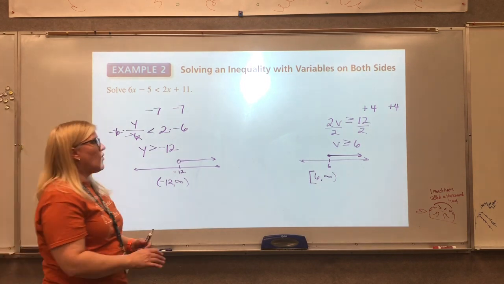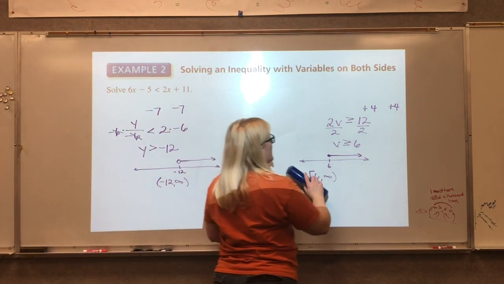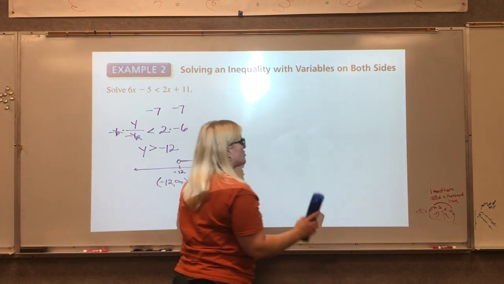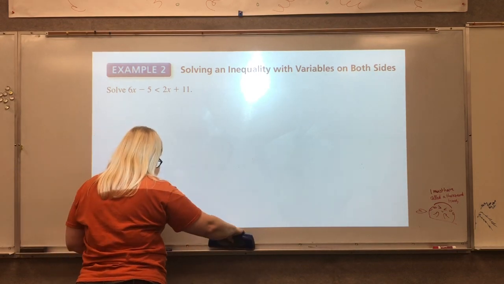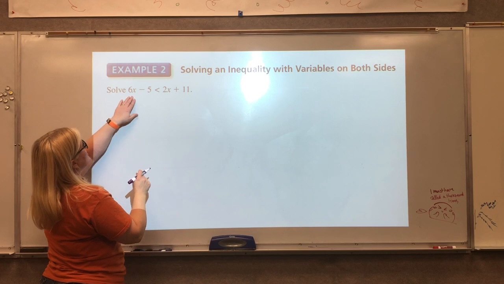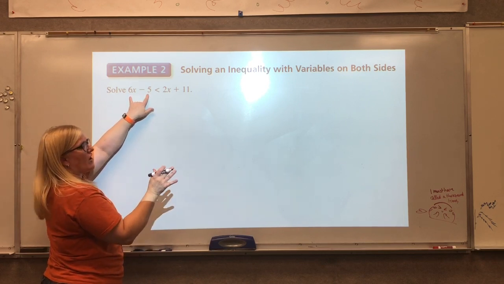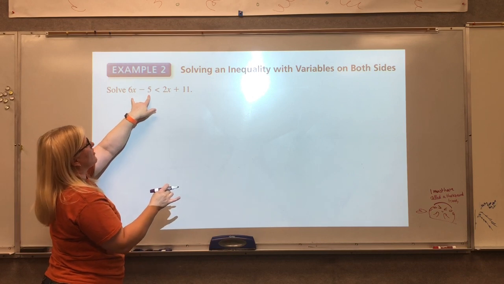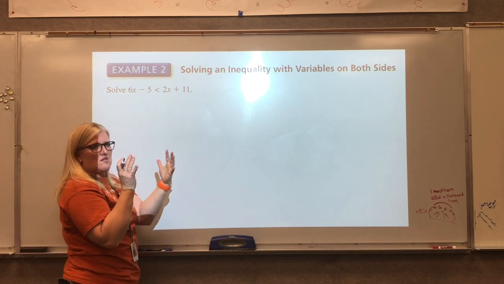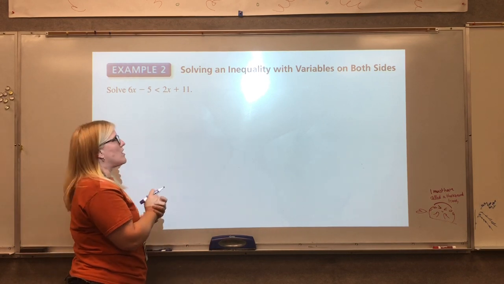Solving an inequality with variables on both sides. Again, this is just like an equation, but you have to watch for that negative. So here we look to see, first of all, if we can simplify both sides of the inequality, and they're both simplified. I can't combine anything or make it any smaller.